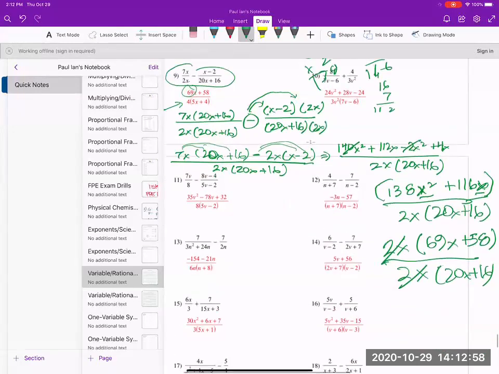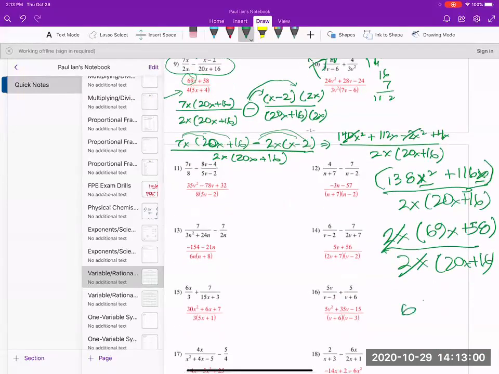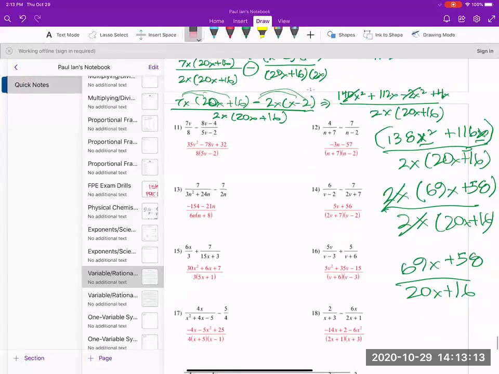The 2x cancels out. Yeah. So you get 69x plus 58 divided by 20x plus 16. And I think that's it. What they did here is they just factored out the 4, right? Yeah. This is pretty much the simplified form. I would stick with this one.